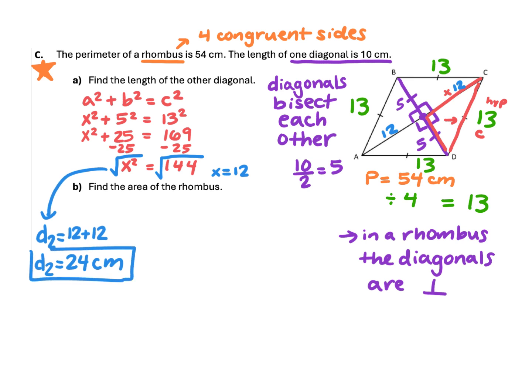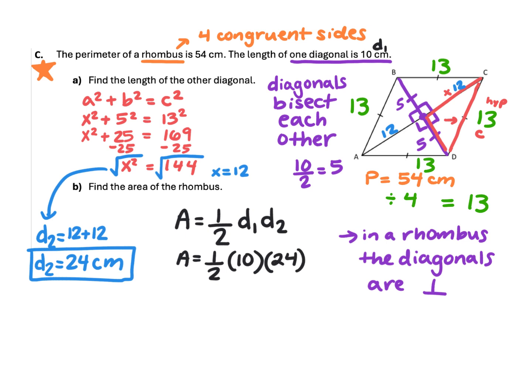And now that we have that, we can go ahead and calculate the area of the rhombus. The area formula for a rhombus is the same formula we used for the kite. Area equals 1/2 times D1 times D2. D1 we were given in the problem. That was 10. And D2 is the 24 that we just calculated.